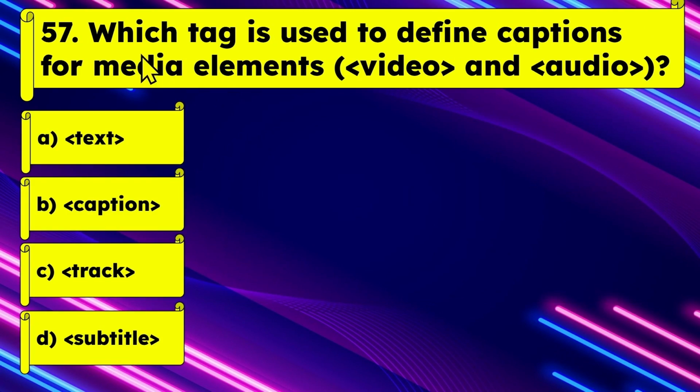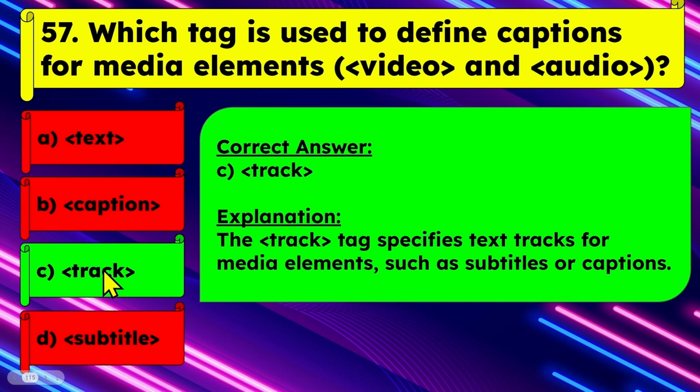Our next question is, which tag is used to define captions for media elements, meaning video and audio? It is talking about how to define captions for media elements. So we have our four options. Option A text, option B caption, option C track, and option D subtitle. So here the correct answer is option C, track. So the track tag specifies text tracks for media elements such as subtitles or captions.